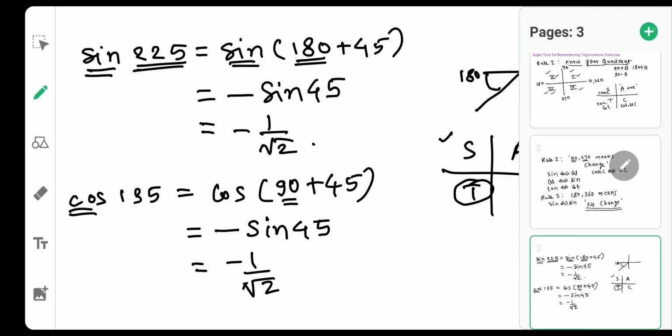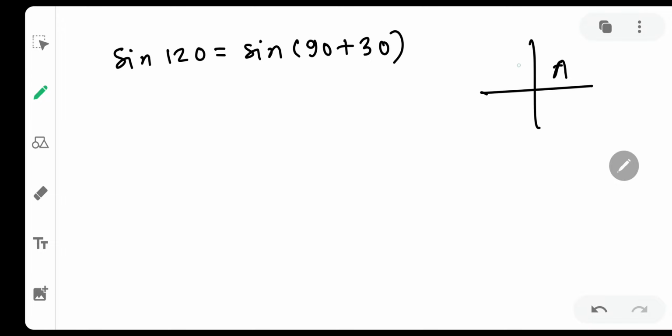Let us try some more tricks. Sine of 120 degrees. Now this can also be written as sine of 90 plus 30. Now we know that this 90 plus 30 or 120 lies in the second quadrant, and in the second quadrant sine is positive. It means there will be no negative sign. Now rule 2 says that this jump is 90 degree, hence sine will become cos 30, and we all know that cos 30 is nothing but root 3 by 2.